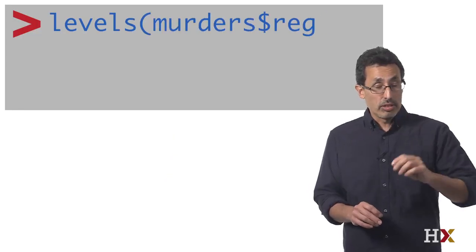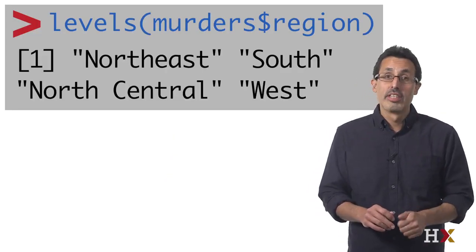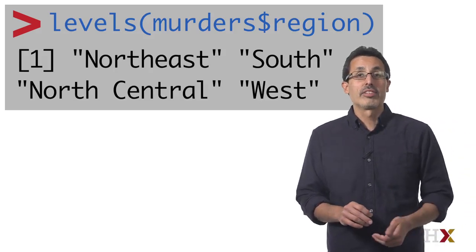So let's learn about factors as they appear often in R and in data science. Factors are useful for storing what is called categorical data. The regions are categorical. There's only 4 categories. Each state is in one of these 4. We can see the 4 levels in this particular factor using the function levels. So we type levels(murders$region), we see Northeast, South, North Central, and West.